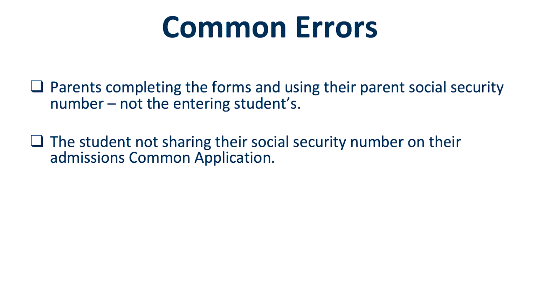Another error is the student not sharing their social security number with their admissions office on the Common Application. If there's no social security number in the GW database, the FAFSA and the CSS Profile can't match, so it never comes into the school. So make sure when you're filling out your Common Application that you put your social security number.